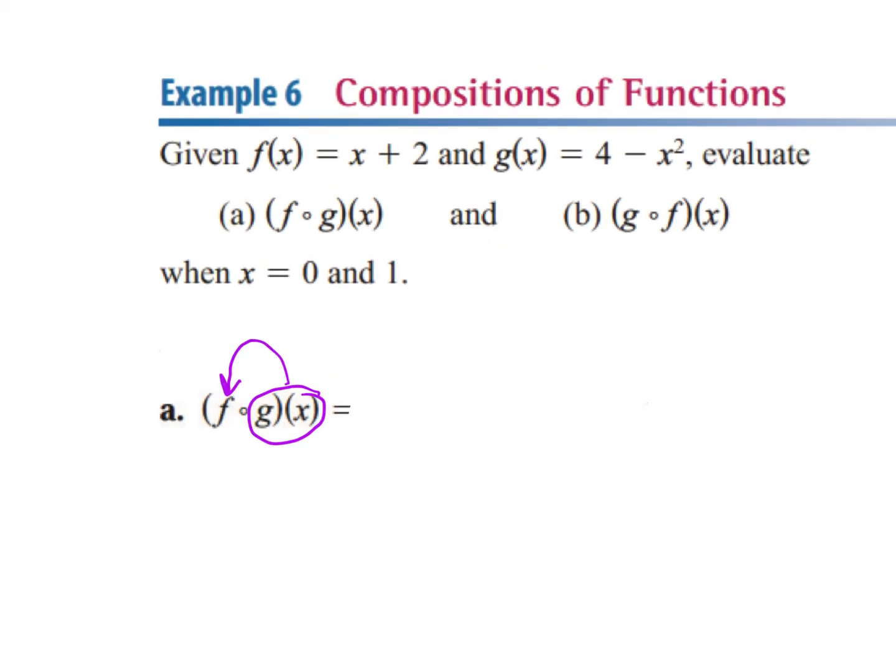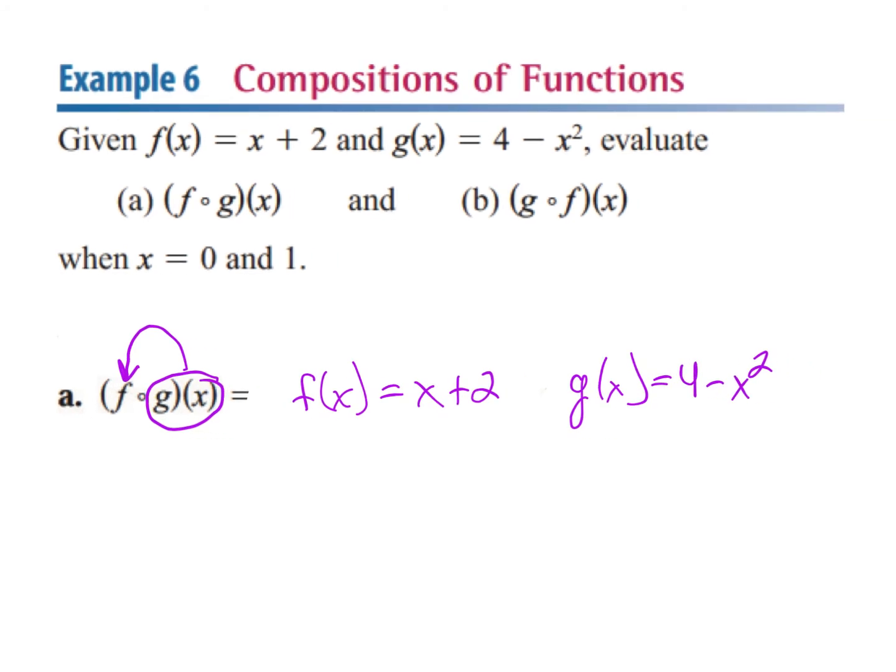This is how you guys should, at least from the beginning, start to attack these problems. f of x is x plus 2. g of x is 4 minus x squared. Right? All I did was rewrite the two functions they told me. So, taking the g function, I'm going to circle the whole g function, and I'm plugging it in right there into the f function. You're just substituting.